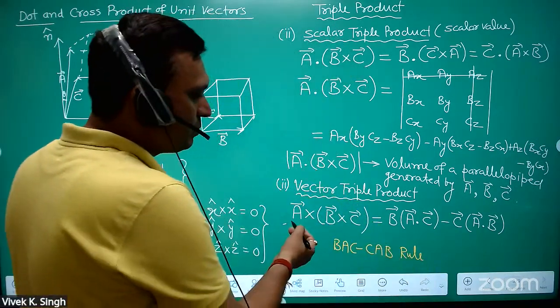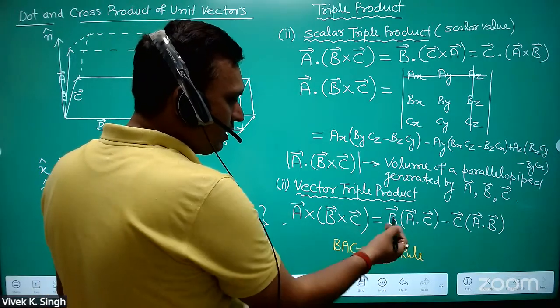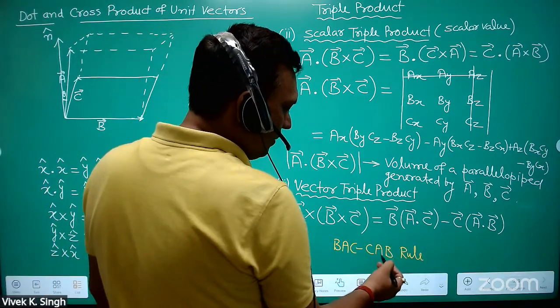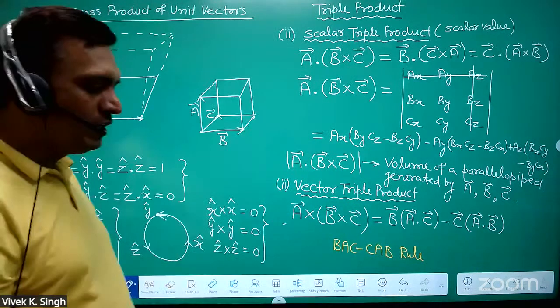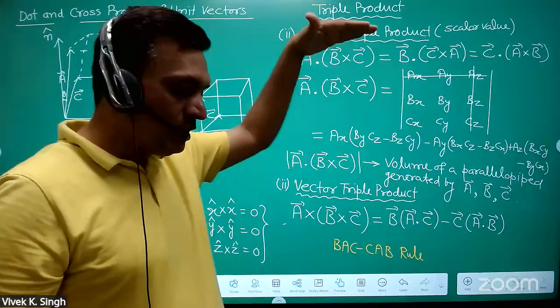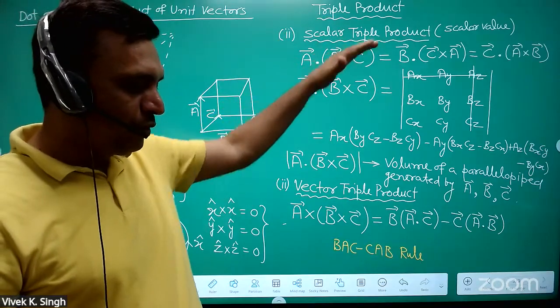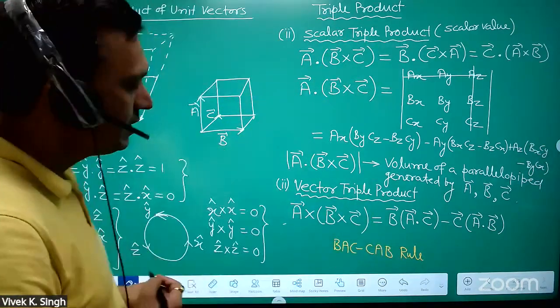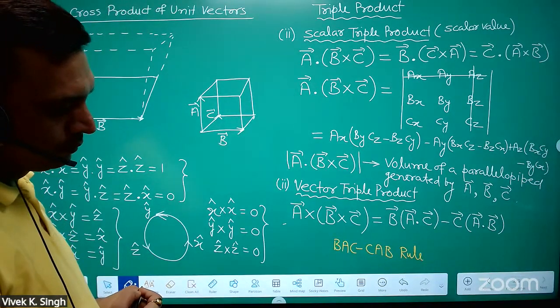What will be A cross B cross C? Back cab rule, because it's a vector. So BAC means B A dot C, CAB is minus C A dot B. So it's the back cab rule. Sometimes you have to use these results. So that's why you must remember the scalar triple product and vector triple product. Is it clear? Yes, sir.